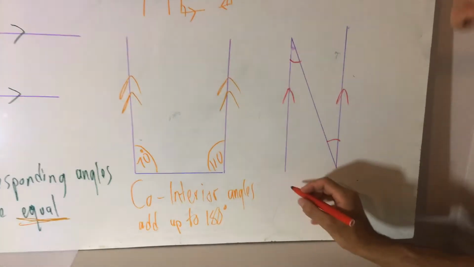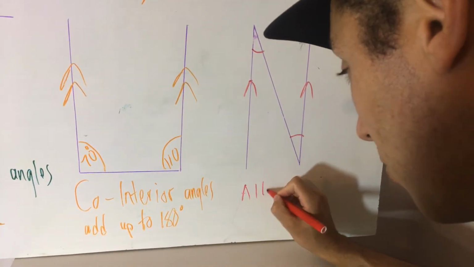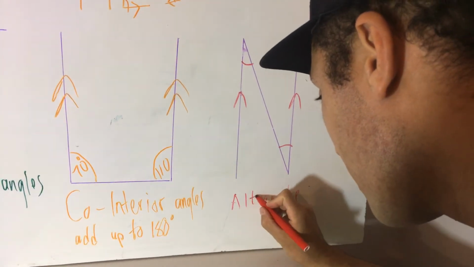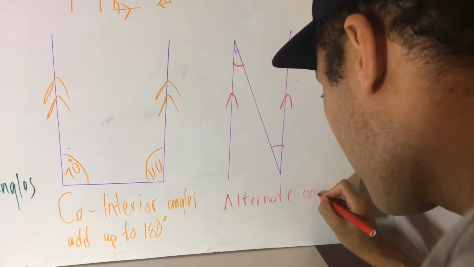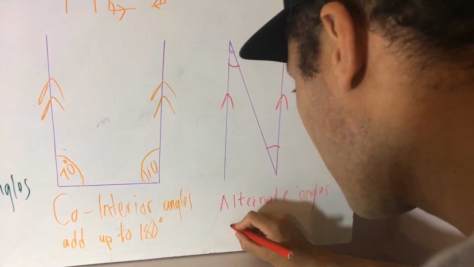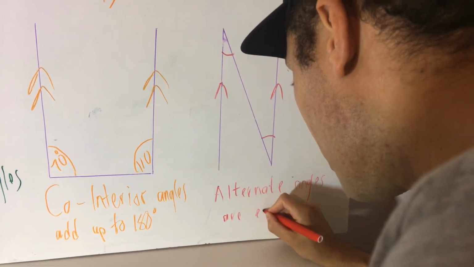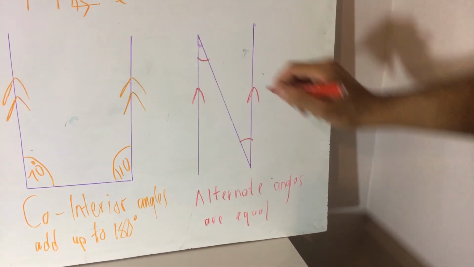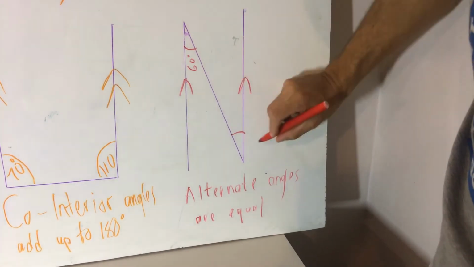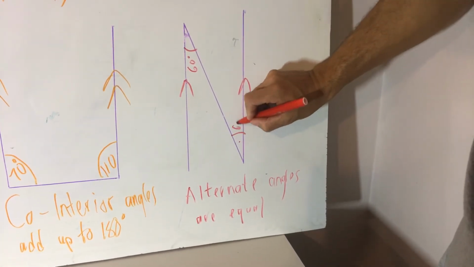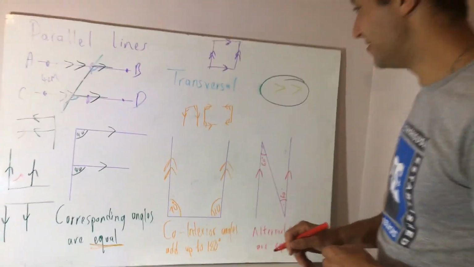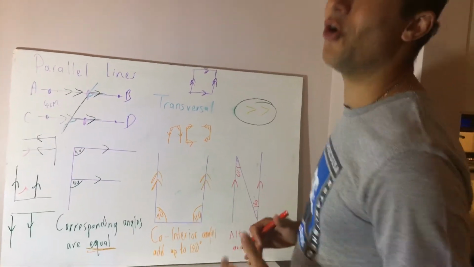Okay, so alternate angles are equal. Alternate angles are equal. So if this is 60 degrees, how much will this one be? 60 degrees. Now I'm going to play on words here. The alternatives to alternate angles.